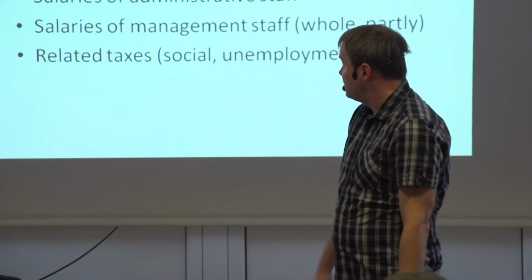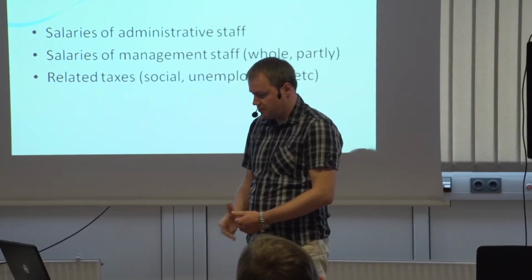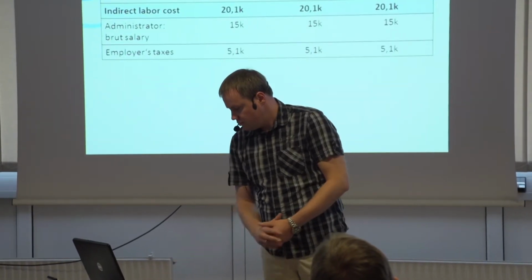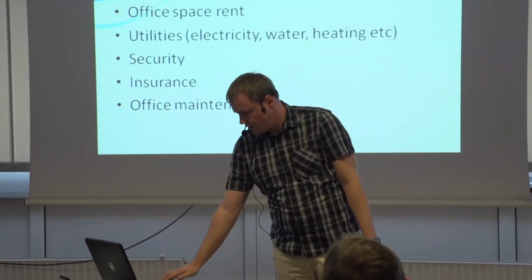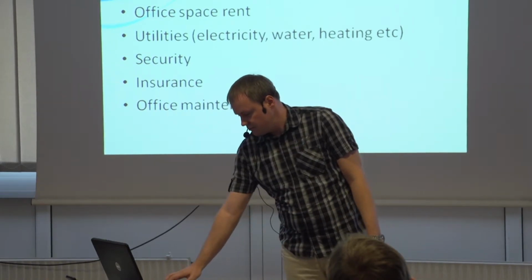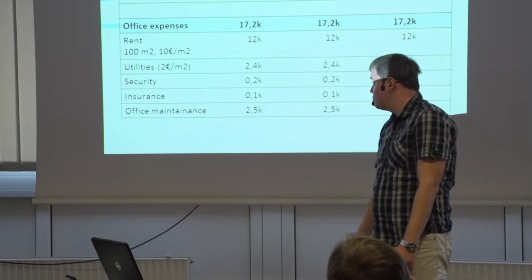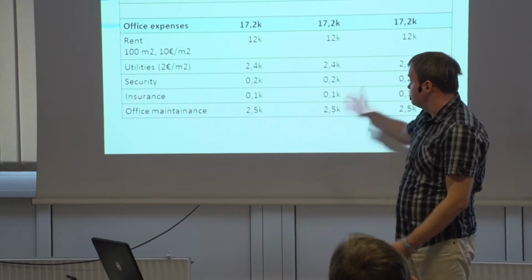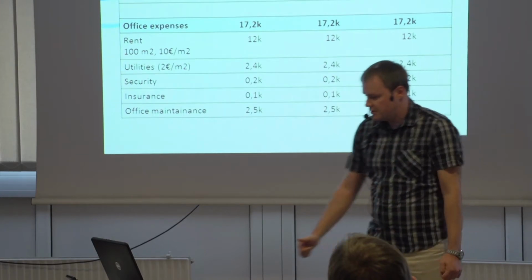So here I will give you some short overview about the costs. What do you have in indirect labor cost? I told you this is administrator staff, salaries, management staff, and so on. Here you can see some numbers. Afterwards we calculate office space, utilities, security, whatever is related to the office. And here you can see some estimations like 10 euro per square meter. If you imagine we need some 100 square meters, you can also see here at the top we have this running sum.